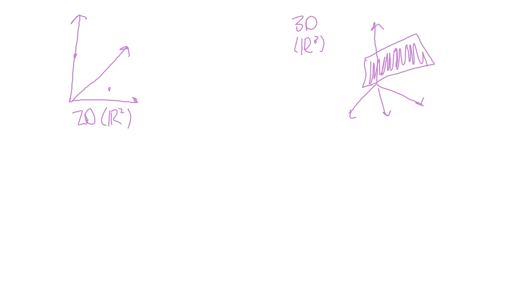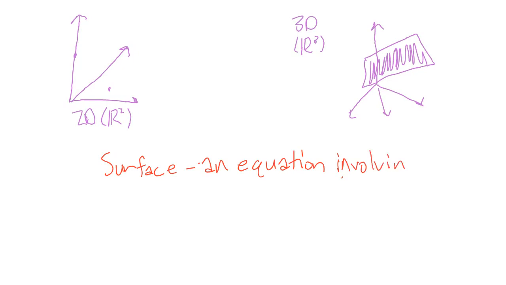A surface is actually a very broad definition. A surface is essentially just an equation involving x, y, and z in R cubed, or our 3D space. Now, the most important part of this definition is R cubed.